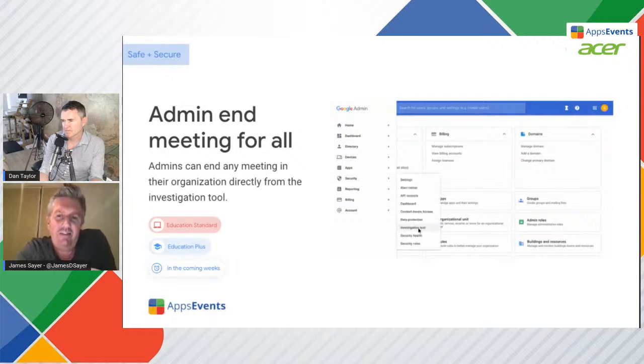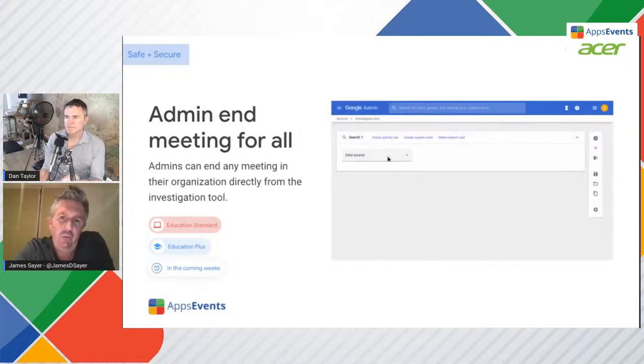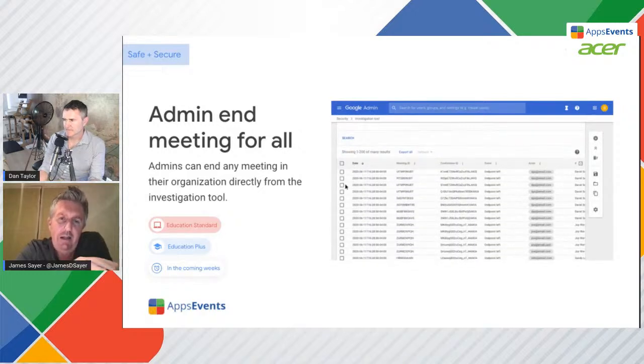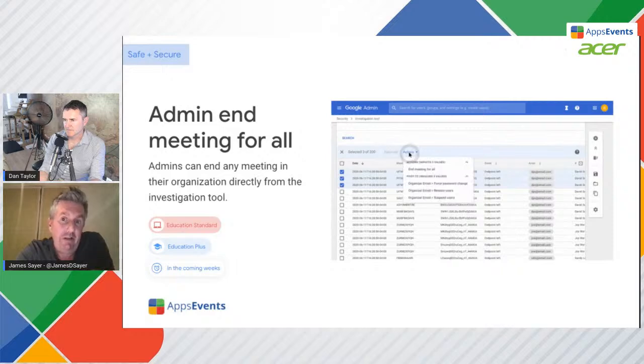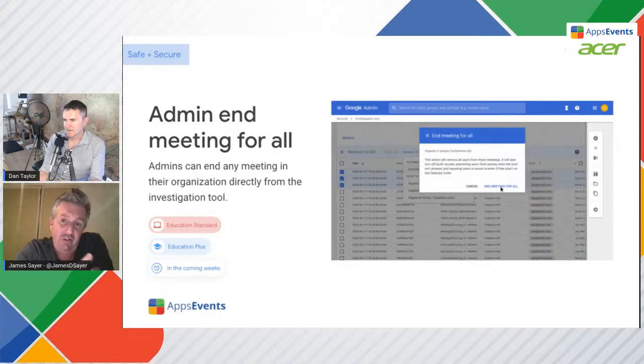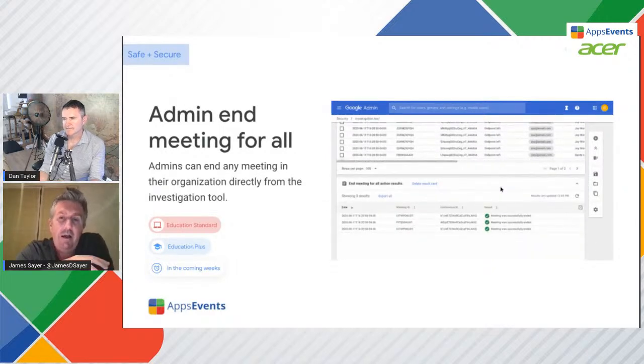Very quickly, the investigation tool allows you much greater access to a lot of data that's happening in the background. If you have a meeting that shouldn't be happening, or perhaps a meeting wasn't ended by mistake, maybe a teacher didn't end the meeting for everybody, then you could just go in there at the end of the day and shut all of those meetings down if any were left open.